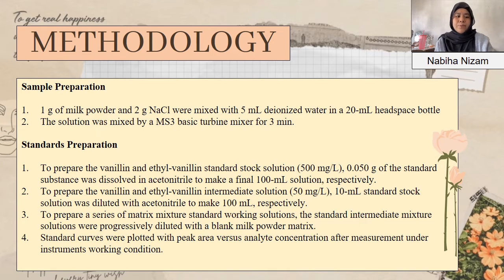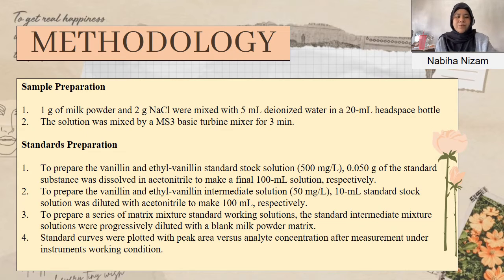For the sample preparation, 1 gram of milk powder and 2 grams of sodium chloride were mixed with 5 ml deionized water in a 20 ml headspace bottle. Second, the solution was mixed by an MS3 basic vortex mixer for 3 minutes.